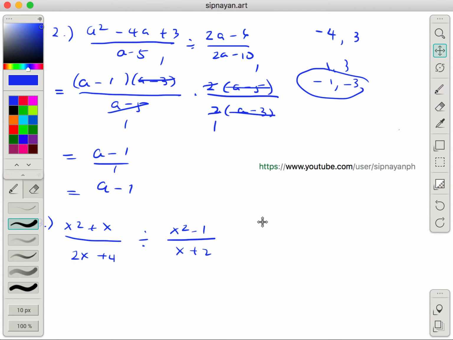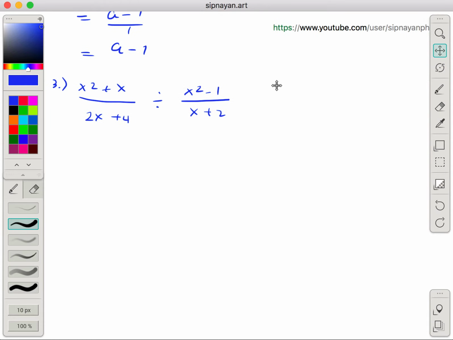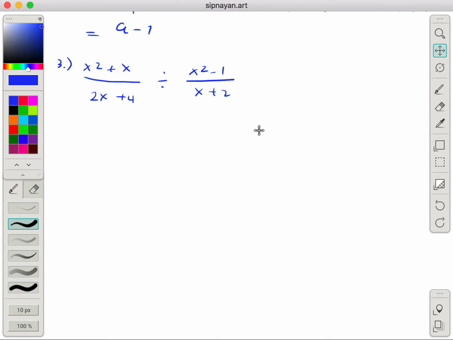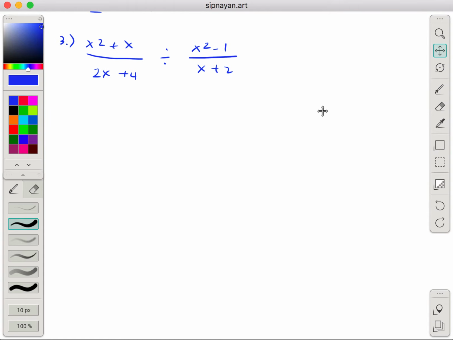Okay, so next we have x squared plus x over 2x plus 4 divided by x squared minus 1 over x plus 2. So, pwede natin i-factor. So, magiging x times quantity x plus 1. Ang common nila is x. So, pwede natin ilabas yung x. So, x squared divided by x is x. And then x divided by x is 1. So, ito naman, pwede rin natin i-factor. Magiging 2 times quantity x plus 2.